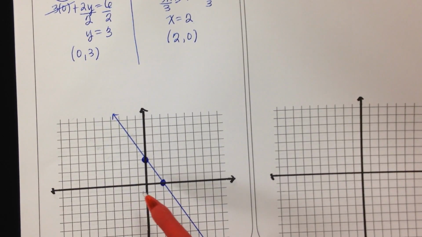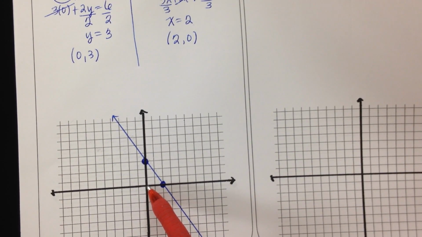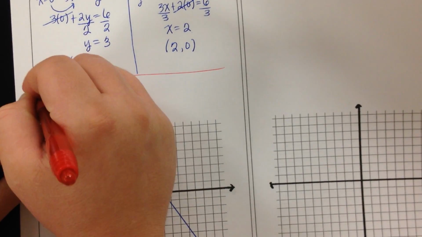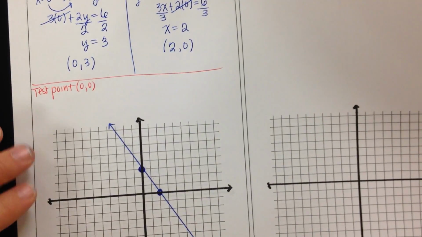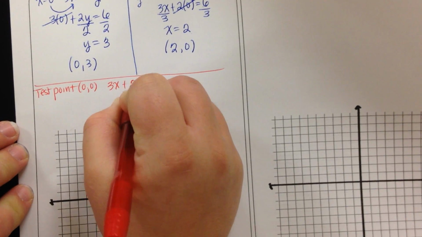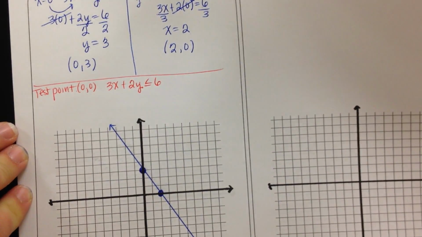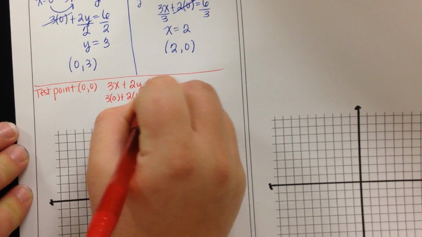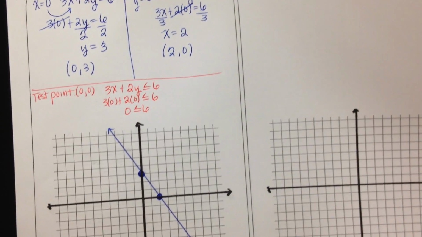Now, always ask yourself, is the origin open that I can test this with? Okay, as long as your line doesn't go through the origin, you can use that as a test point. So, my test point is 0, 0. I'm going to take my inequality, plug in these two x and y values, and see if my inequality is true or false. And so what we get is 0 is less than or equal to 6.